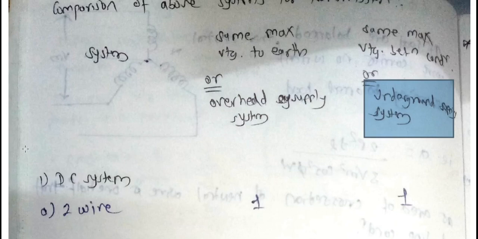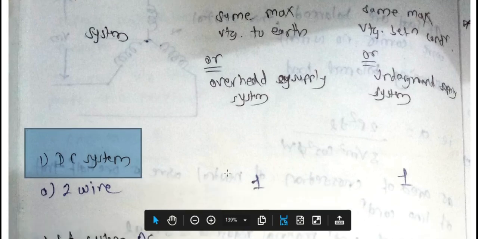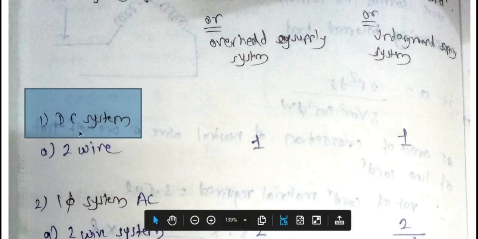Let's say whenever we are using a DC system, the two wire will get the value of volume of conductor as 1. So there is no drawback whether you are using overhead or underground for the case of DC two wire system.